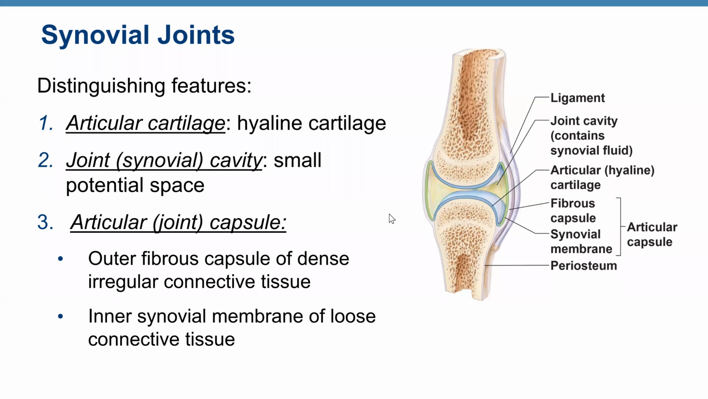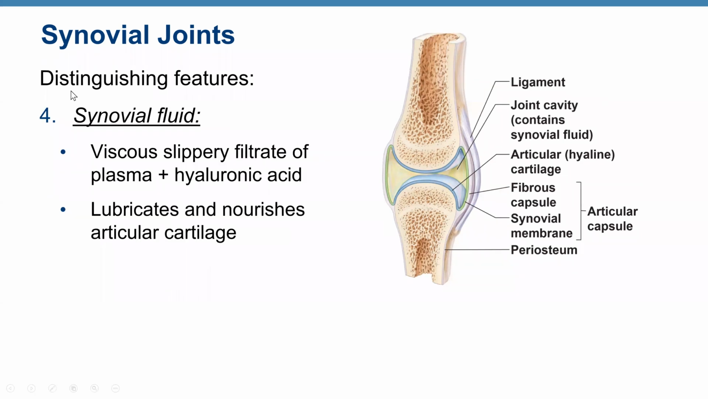Then we have other structures. Oh, here's, by the way, synovial fluid. I'm like, where's my synovial fluid? It's a viscous, slippery filtrate of plasma and hyaluronic acid that lubricates and nourishes articular cartilage.